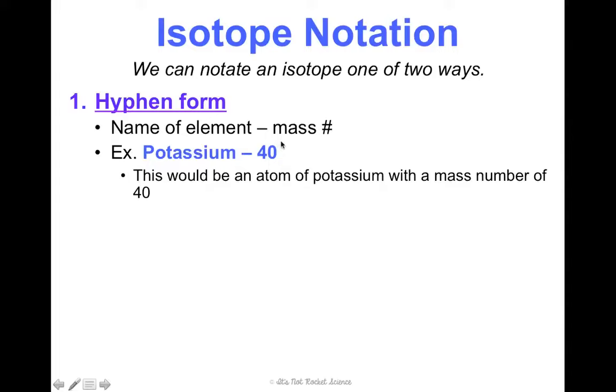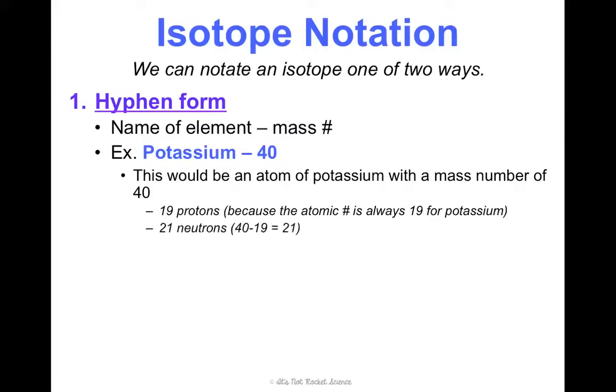So let's break that down. Look at potassium on your periodic table. What is its atomic number? Its atomic number is 19. So that means that this atom, this isotope of potassium, has 19 protons, because all atoms of potassium do. But it means it has 21 neutrons, because the mass number 40 minus 19 is 21.